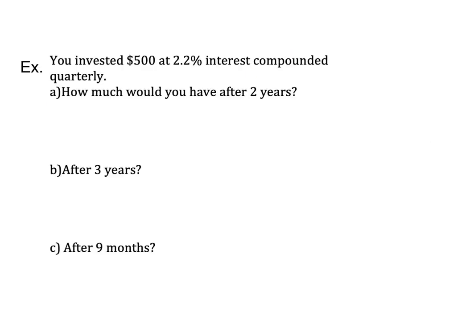All right, let's look at some examples. You invested $500 at 2.2% interest, compounded quarterly. How much would you have after 2 years? Let's use our formula. I'm going to write it right here in case you forgot. Not Y, sorry, A.